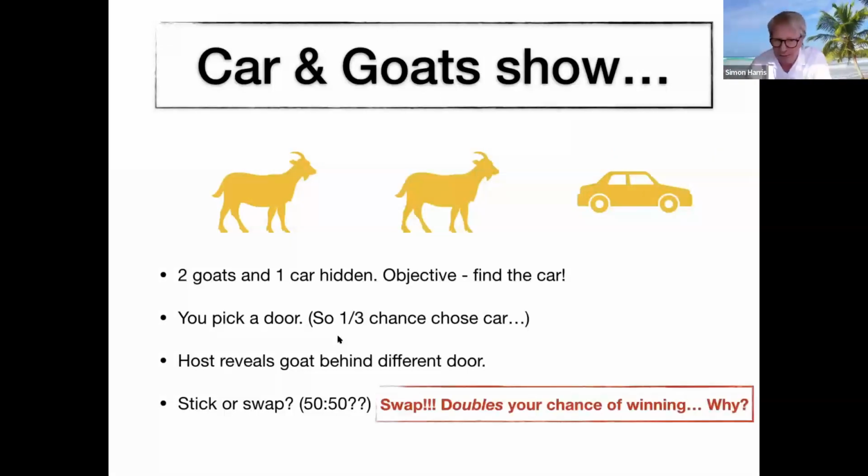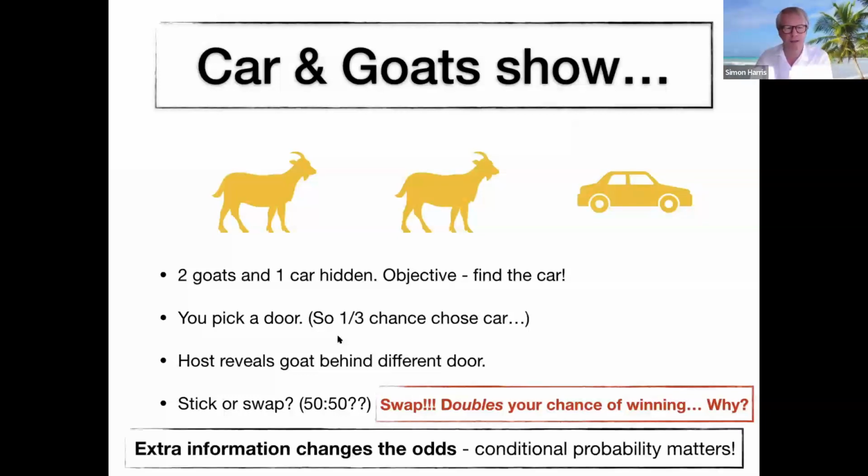But actually, this is an exercise you can try if you've not seen it before. It really is the best policy to swap in these conditions, when the host always reveals a goat behind a different door. It actually is going to double your chance of winning to 2/3. So you might want to discuss that or think about that in your classes. The key thing here, that appears throughout probability, is that many of the so-called paradoxes in probability are often to do with conditional probability. So the key thing is extra information matters. It changes the odds, and you've always got to be conscious of that when you're doing probability.